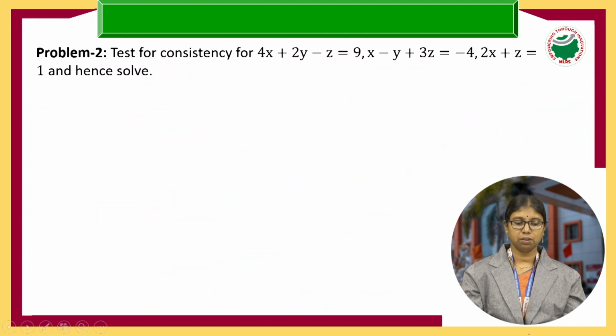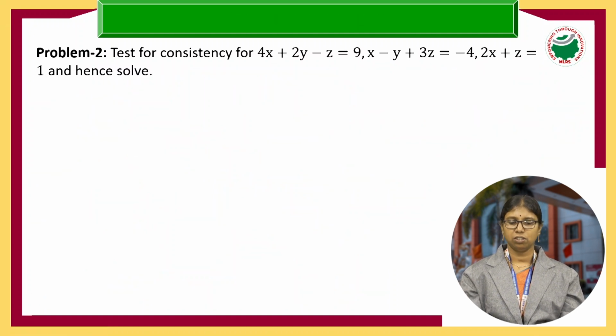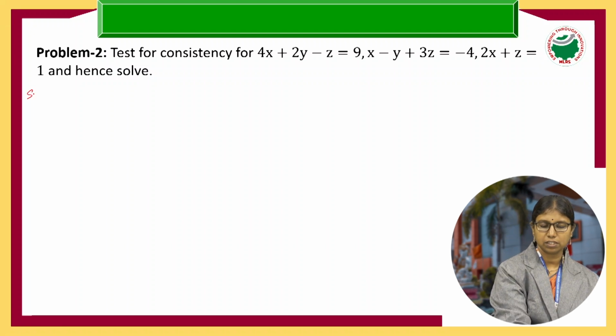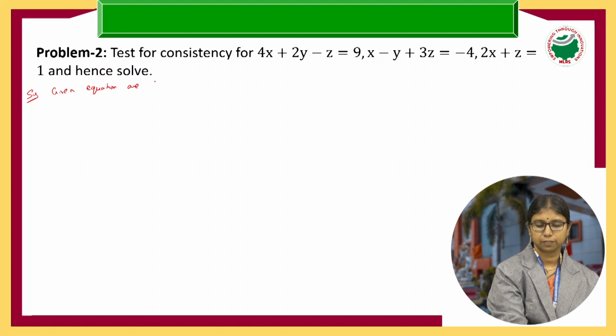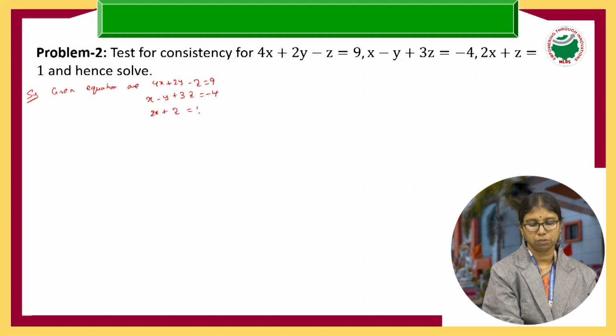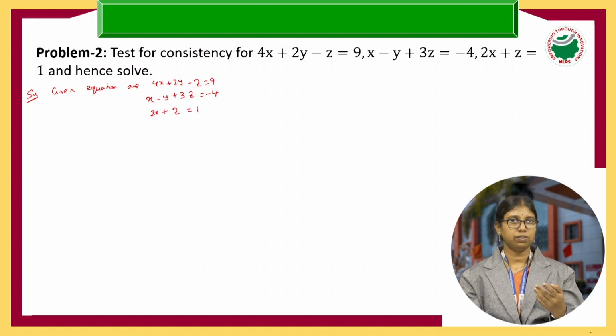So now see another problem on non-homogeneous system. I am taking one more question. Here again we have a set of equations. The given equations are 4x plus 2y minus z equal to 9, x minus y plus 3z equal to minus 4, 2x plus z equal to 1. They have given three equations with three unknowns.